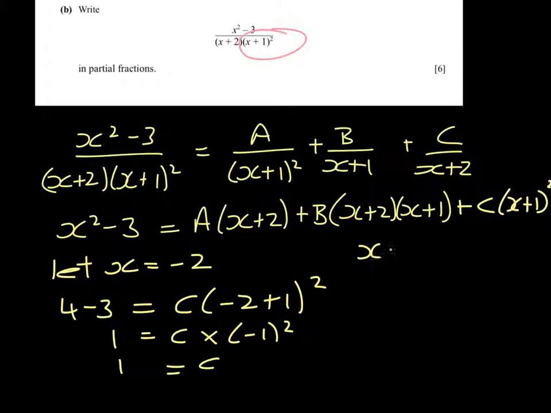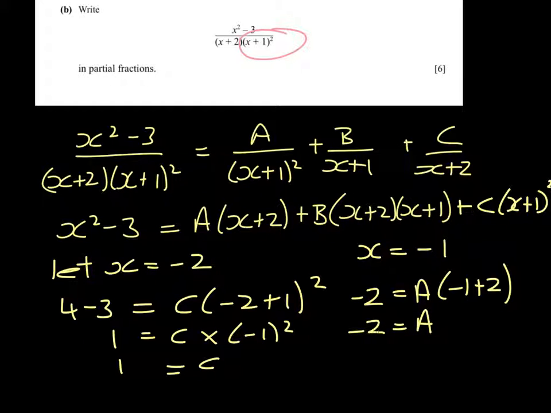And then I'm going to let x equal minus 1 and repeat the process. 1 take away 3 is going to give me minus 2. And then I have a times minus 1 plus 2. The other terms will cancel, and that gives me that a is minus 2.